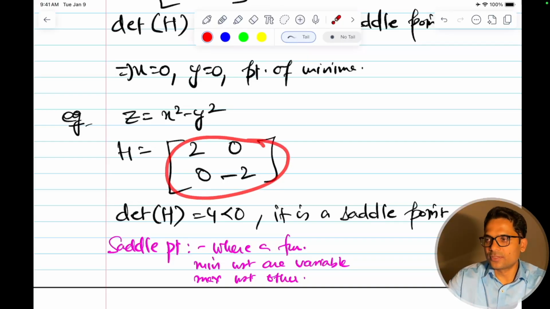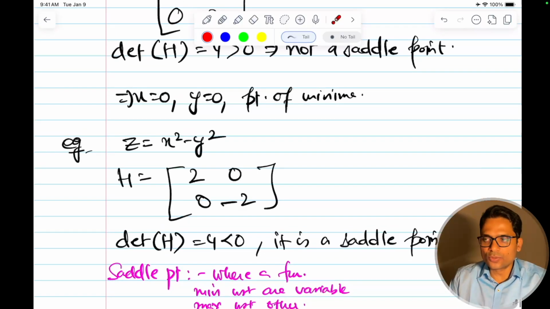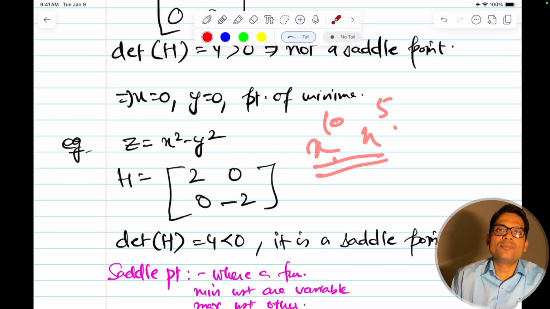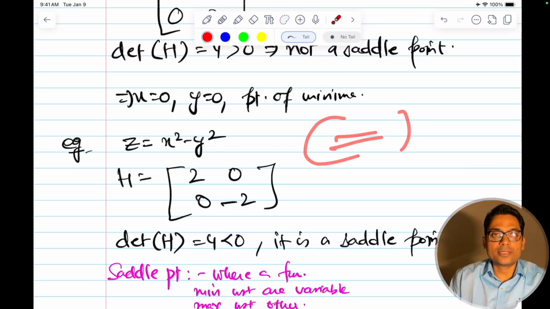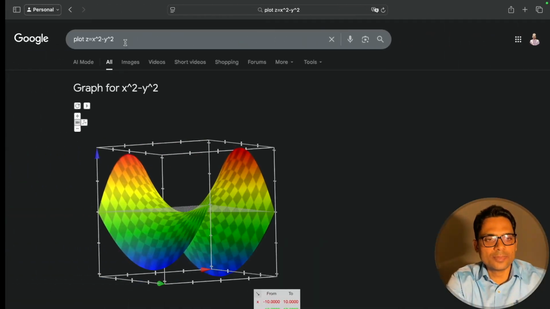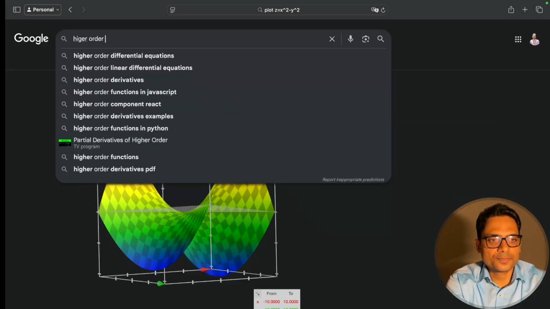And we saw this also here. So that is a saddle point. Just one good to know thing: for certain functions which have even higher order terms, for example polynomials with x to the power 10 or x to the power 5, the second derivative may not give you a decisive result about whether it's a point of maxima or minima. In such cases we go for higher order derivatives, and you can read the Wikipedia page for that, which explains higher order derivatives very nicely.